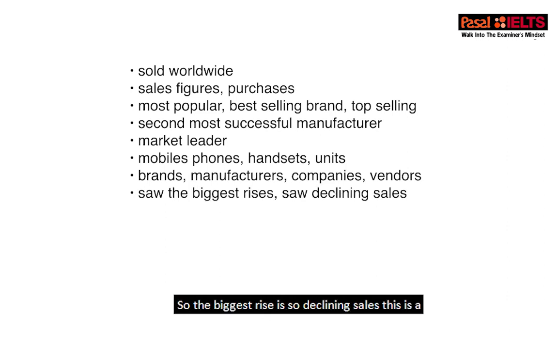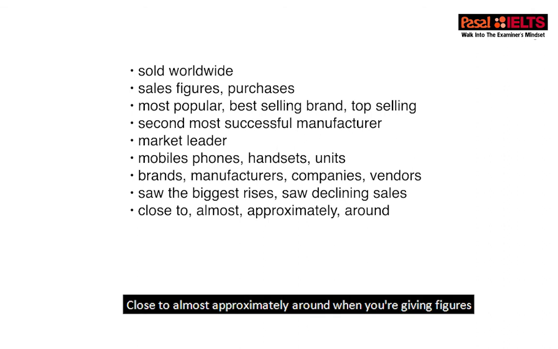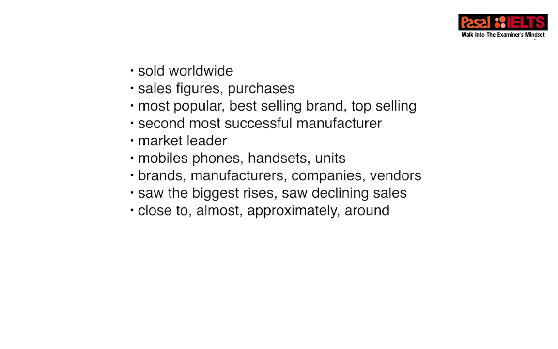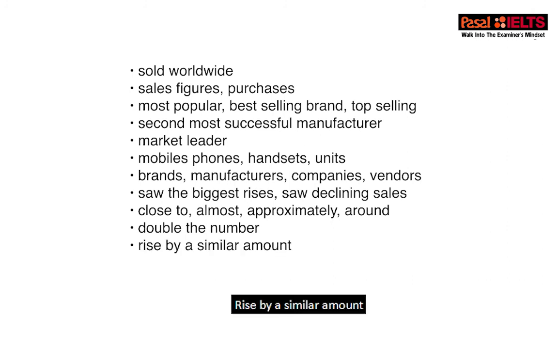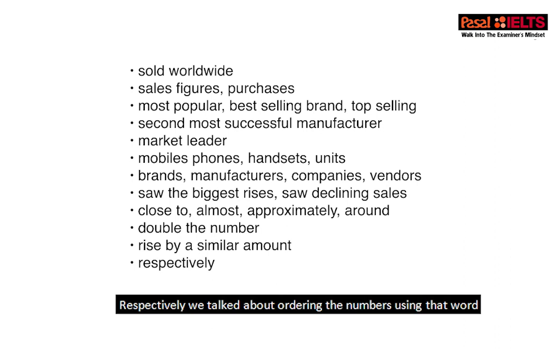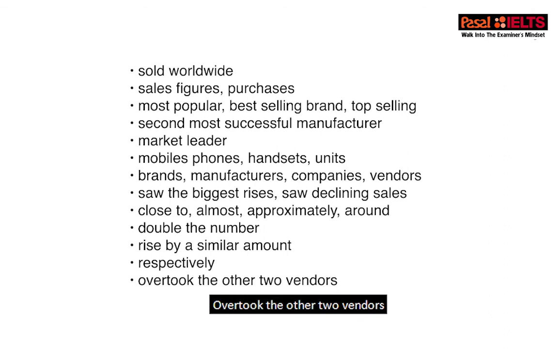I also wrote sales figures, purchases, most popular, best-selling brand, top-selling, second most successful manufacturer, market leader, mobile phones. Instead of that, we wrote handsets, units, brands. That came from the question, but I also wrote manufacturers, companies, vendors. Saw the biggest rises, saw declining sales. This is our language of change over time. Close to, almost, approximately, around. When you're giving figures, you can use words like this to show that they're not exact figures. Double the number, more comparisons between figures. Rise by a similar amount. Respectively, we talked about ordering the numbers using that word. And finally, overtook the other two vendors.